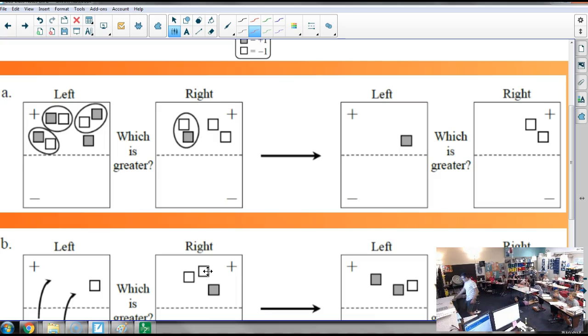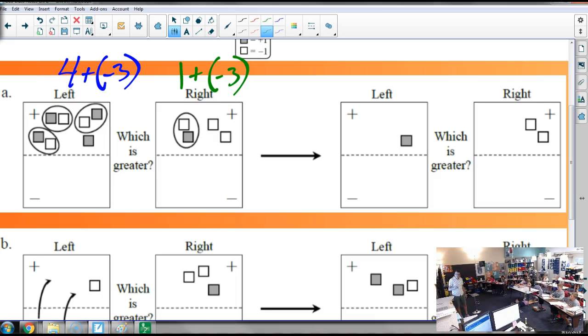Oh, no, you're right. The 4 constants, right? 4 plus negative 3. 4 plus a negative 3. And then over here, that changes. He had 1 plus a negative 3. What it ends up with is 1 and negative 2. Because when I do that math, that's what we get.